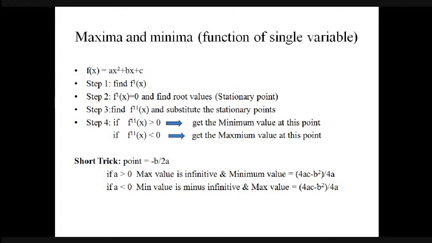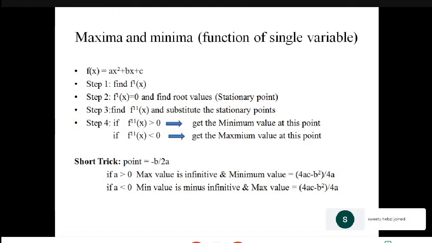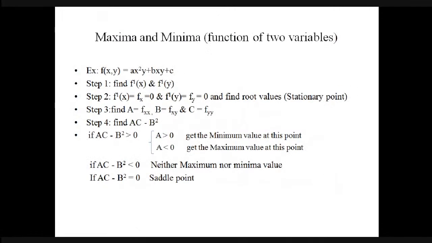In the normal procedure, if it is a single variable function, this equation contains a single variable. Single variable means it contains only x or y. Here, an example of a single variable function is f of x is equal to ax squared plus bx plus c. Another single variable example is f of x is equal to ax cubed plus bx squared plus cx. It's also a single variable.